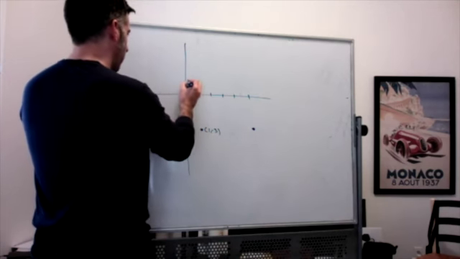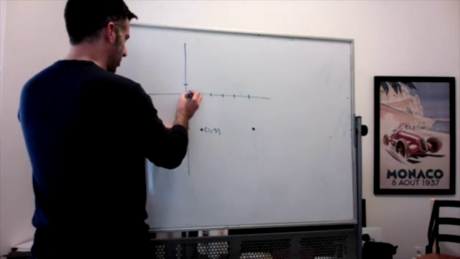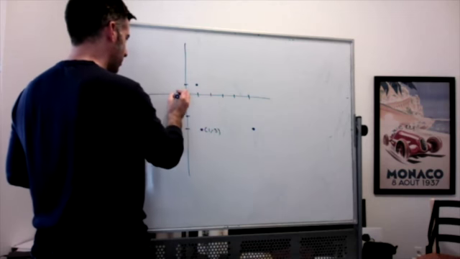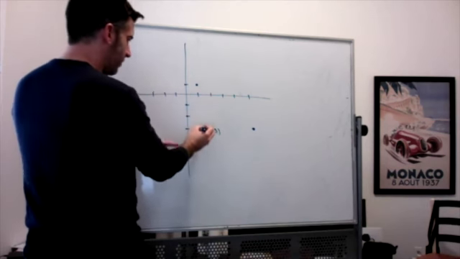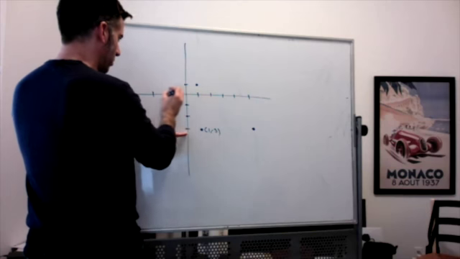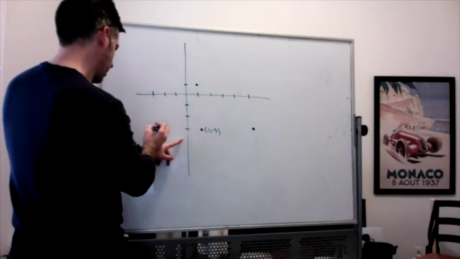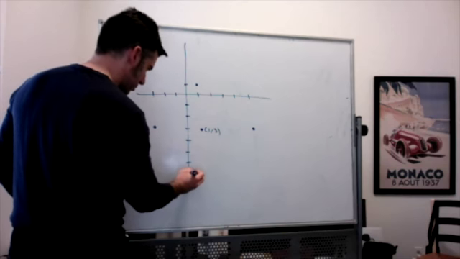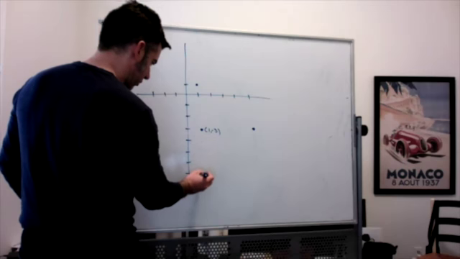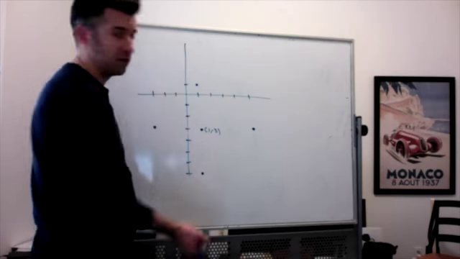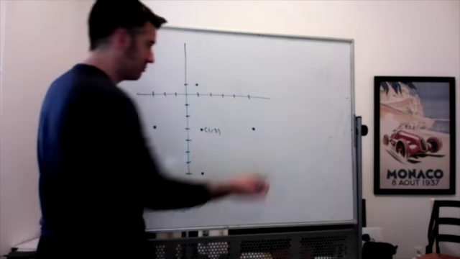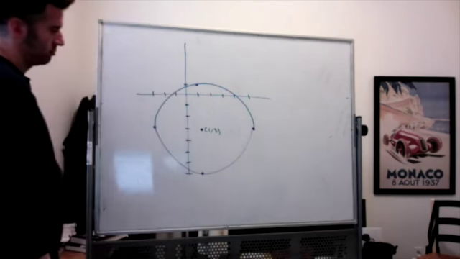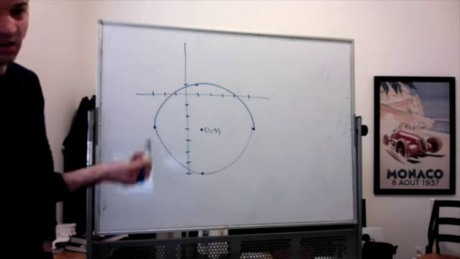I'm going to go 4 up. So 1, 2, 3, 4. So 4 directly above. 4 to the left. So 1, 2, 3, 4. So right there. And then 4 down. So 1, 2, 3, 4. And then try to draw the best circle you can draw. That's all right. It's not great.